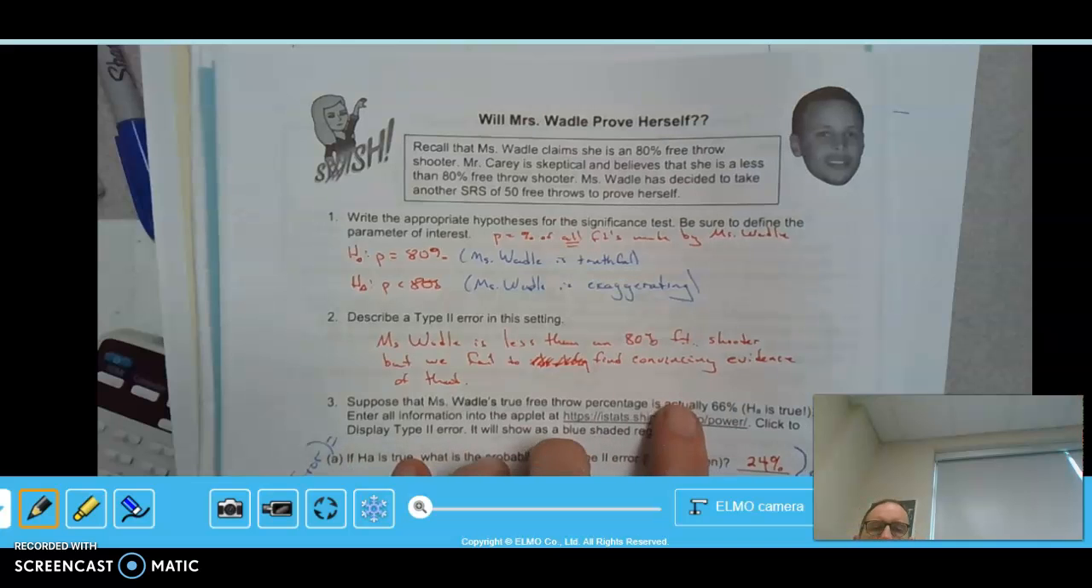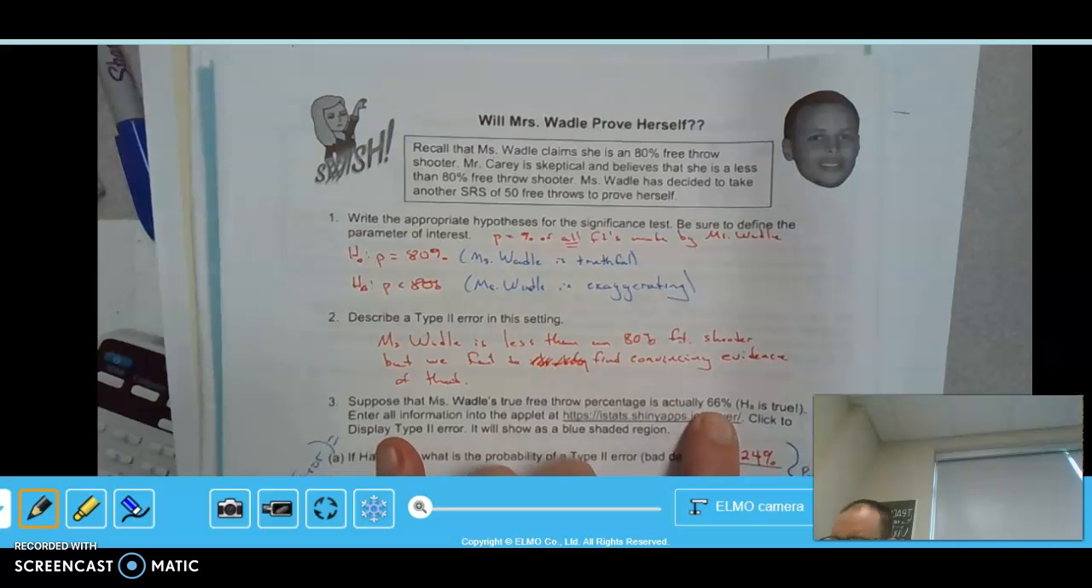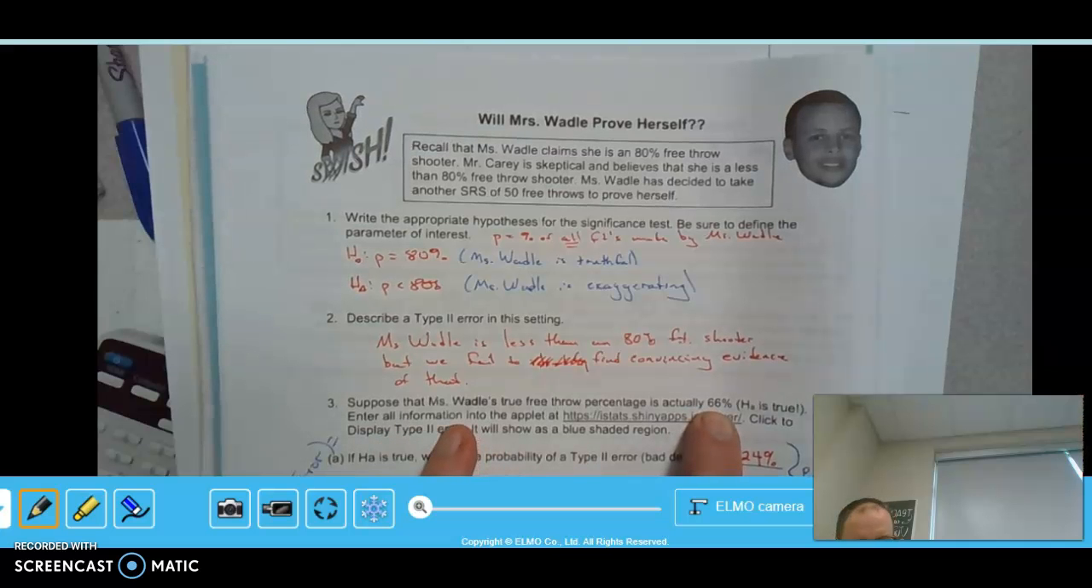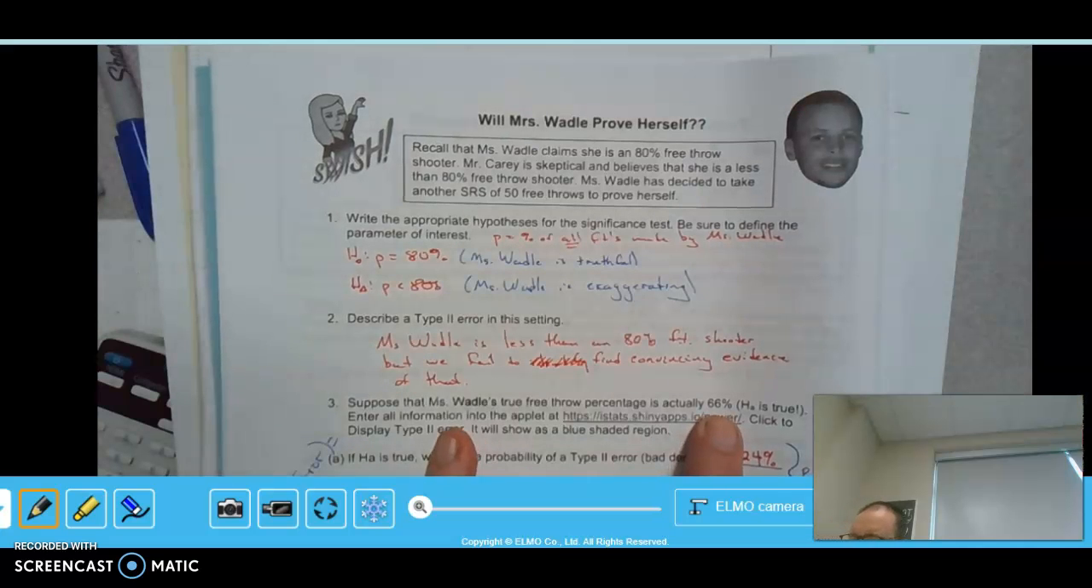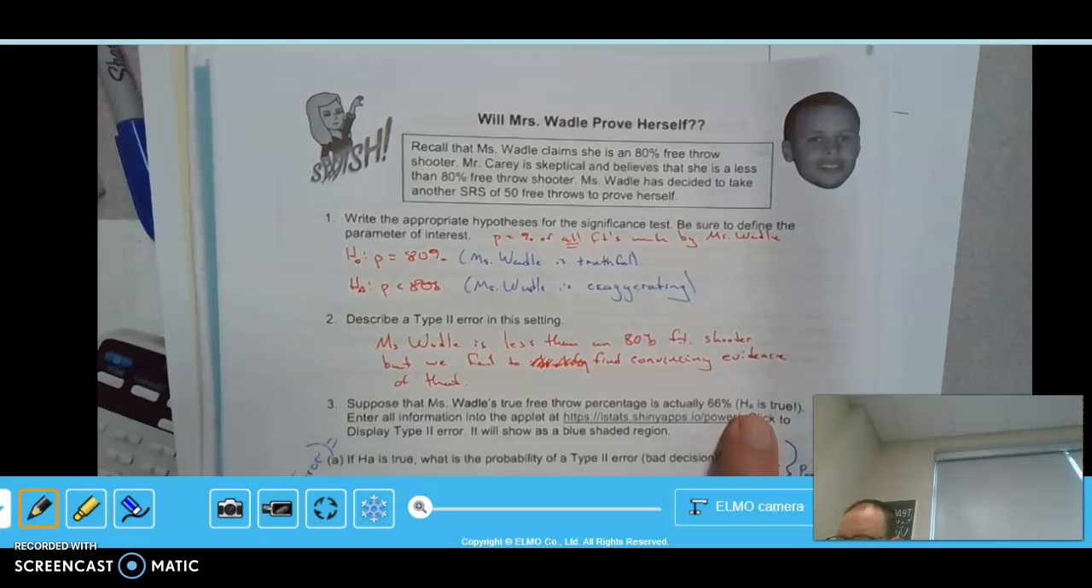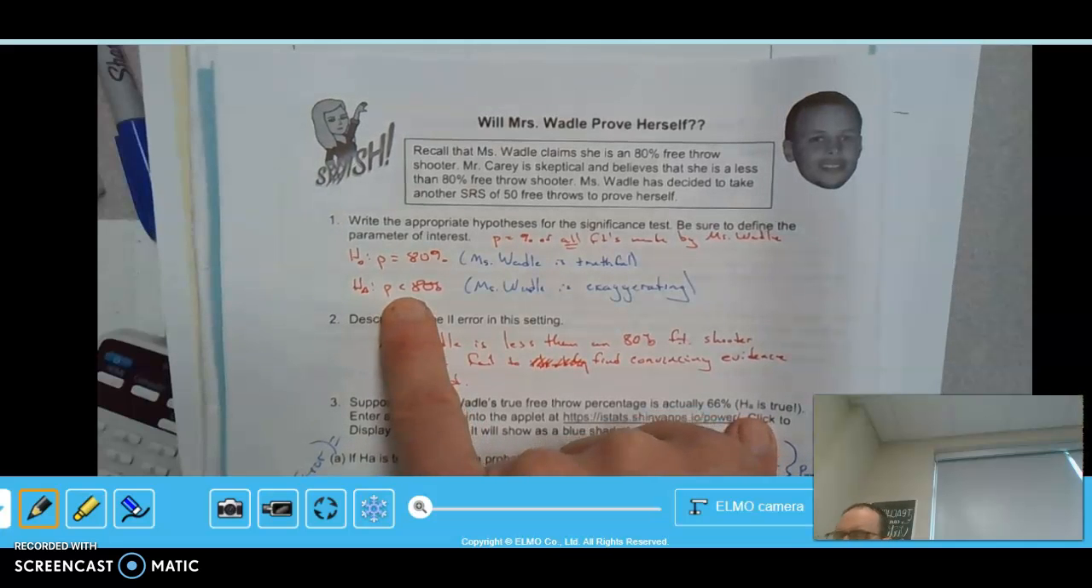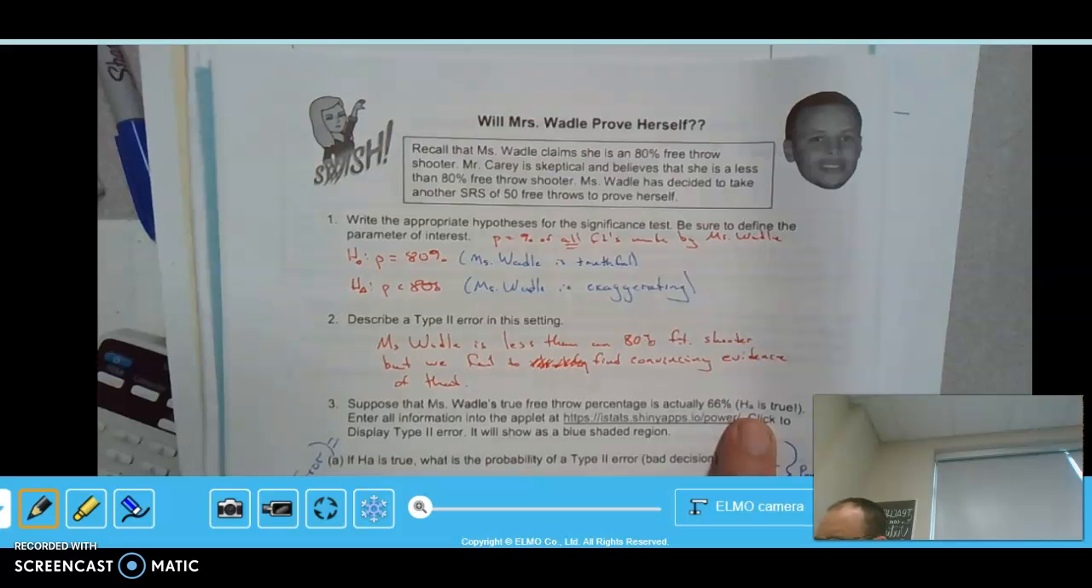So let's suppose that we actually knew the proportion. This is not unlikely, but for the sake of investigating what goes on in this box up here, we're going to suppose that she actually is a 66% free throw shooter. That would mean that this alternative that we have up here is true. She's less than an 80% free throw shooter.